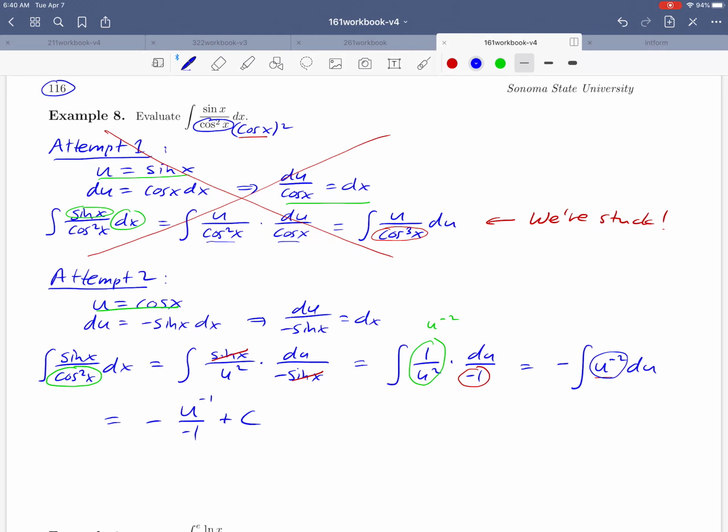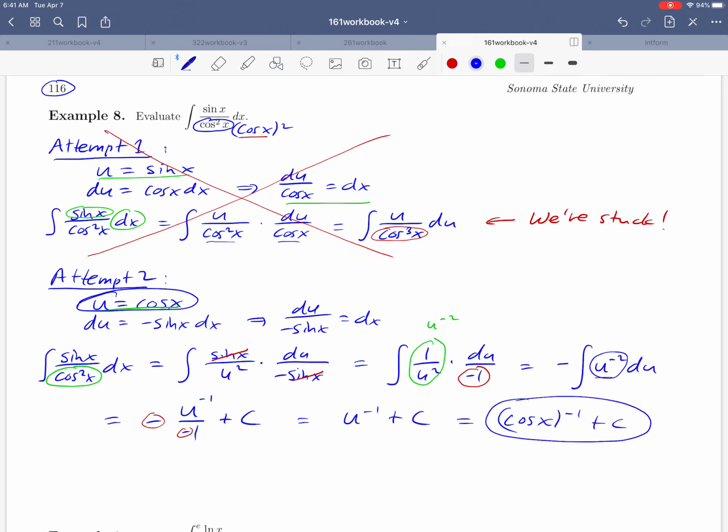Notice that the two minus signs here and here cancel, so we actually get a positive out of this. u to the negative 1 plus c, and the very last step is to just go ahead and substitute the u back in. Our u was sitting up here, it's cosine of x. So we're going to get cosine of x to the negative 1 plus c, and there's our answer.